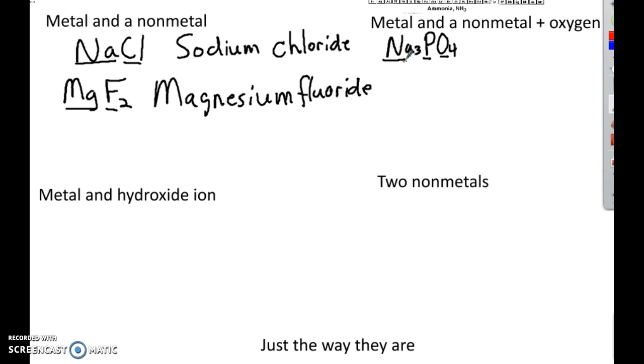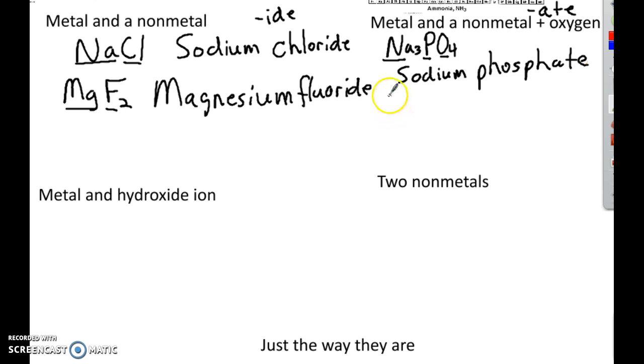The first thing we do, once again, is name the metal. The metal is sodium. That's easy. Now P is phosphorus. But if it were just sodium and phosphorus, that would be sodium phosphide, where we put IDE. To show that there's oxygen stuck onto it, we use the ending ATE. Whereas the earlier one was IDE, this one we put ATE on the end of the word. So instead of phosphorus, we end up with phosphate.